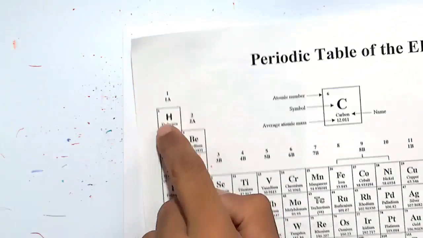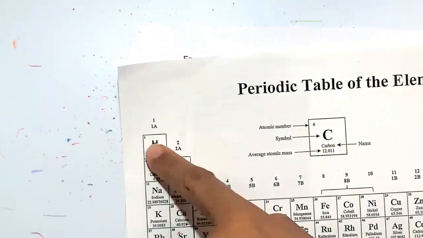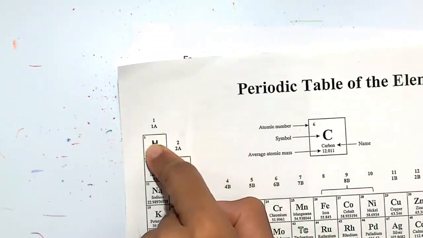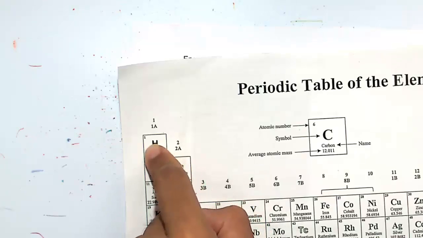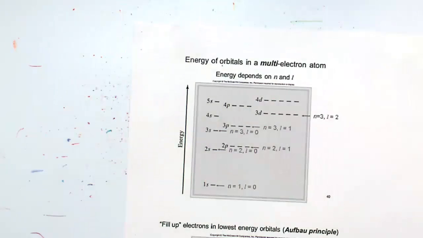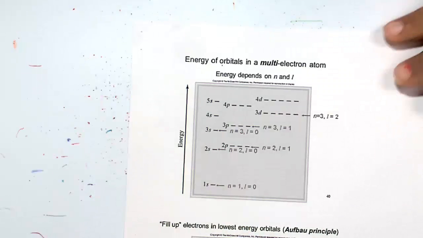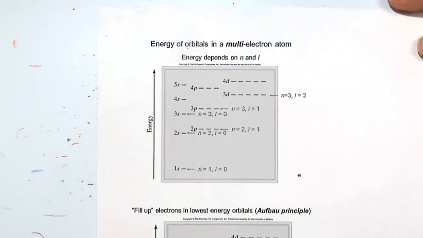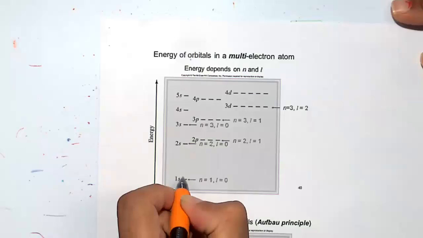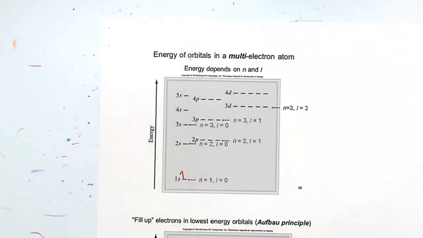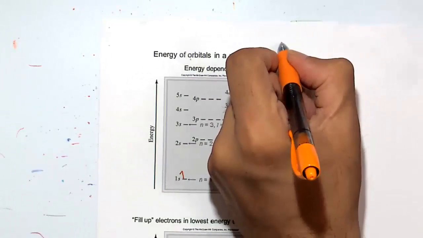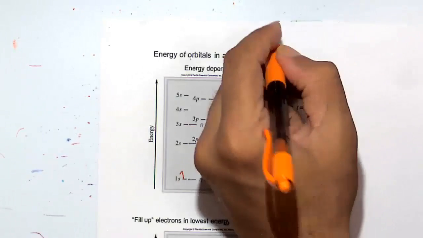Okay, let's start out with hydrogen. How many electrons in hydrogen? 1. So hydrogen is easy peasy. Where will that electron go in hydrogen? It's going to go like this. So the electron configuration of hydrogen is 1s1.